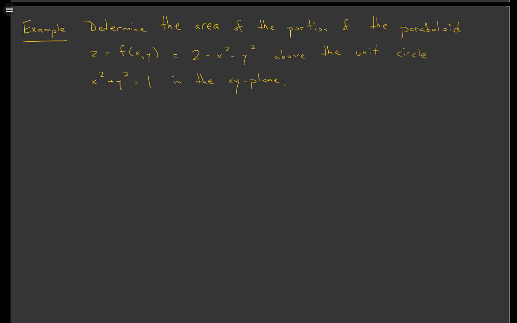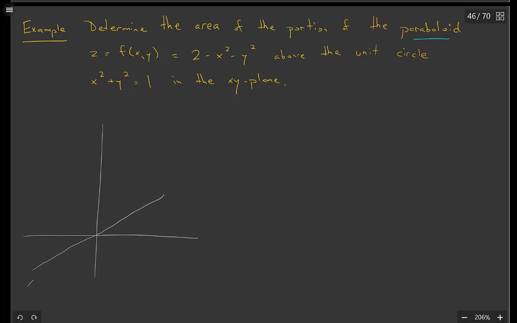In this example, we're going to look at how to calculate the area of a surface that's not confined to a plane. Specifically, we're going to look at the portion of a paraboloid described by the equation z equals 2 minus x squared minus y squared above the unit circle x squared plus y squared equals 1 in the xy plane. Let's begin by sketching this to get an idea of what the surface looks like.